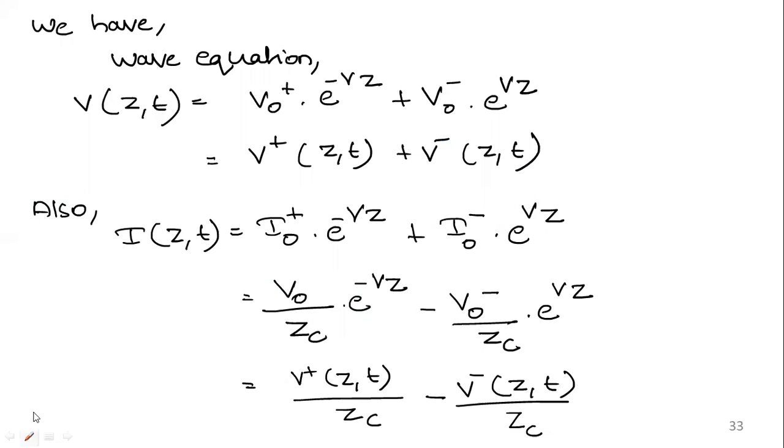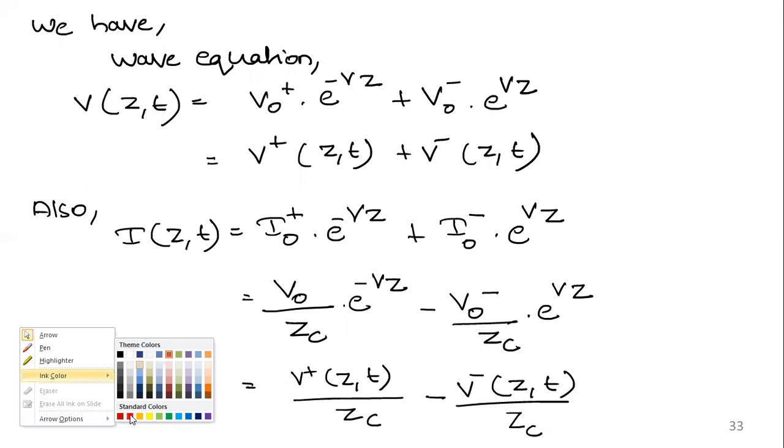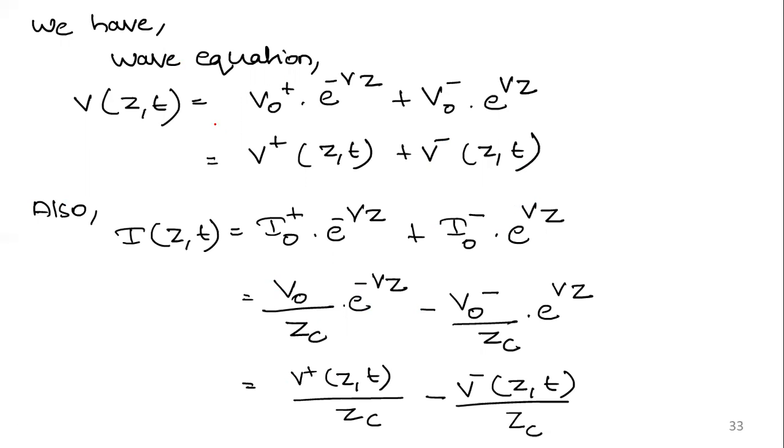Then we have the wave equation. So one more derivation: we know this is the wave equation, V0 plus e raised to minus gamma z plus V0 minus e raised to gamma z. So we can write that as V plus, the incident wave, plus V minus, the reflected wave, right? This is the direction of propagation, and that wave is varying with respect to time. We have seen that in the fourth module itself. So V plus (z, t) plus V minus (z, t).